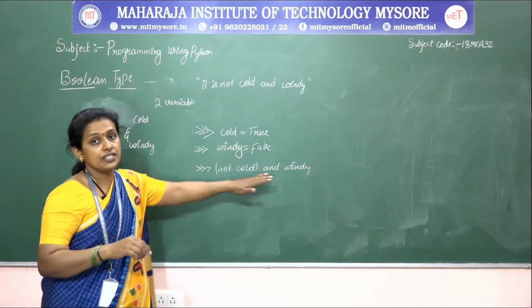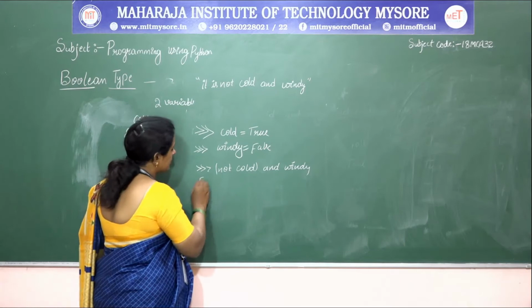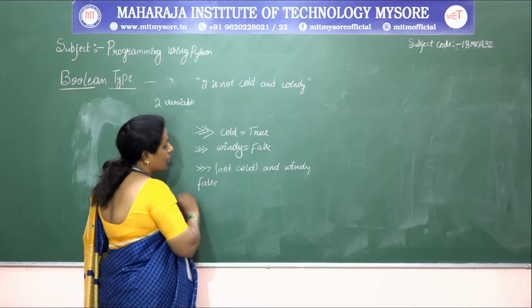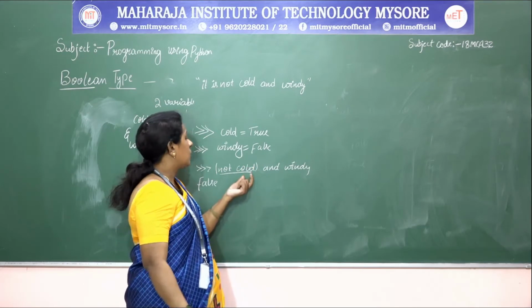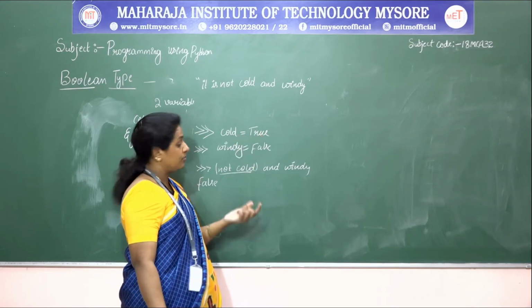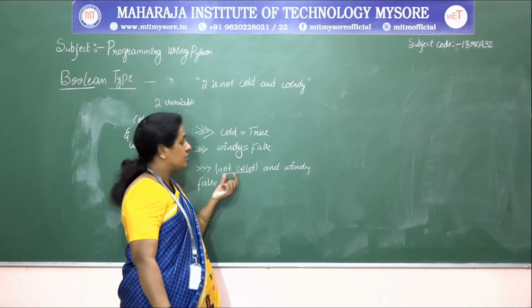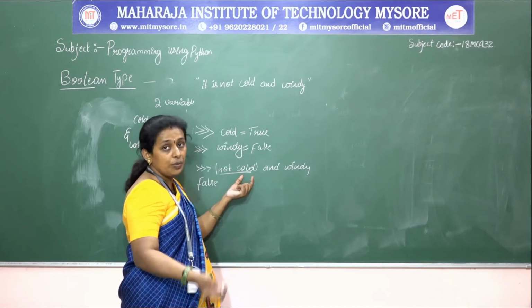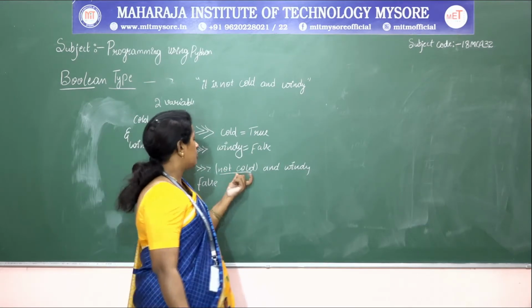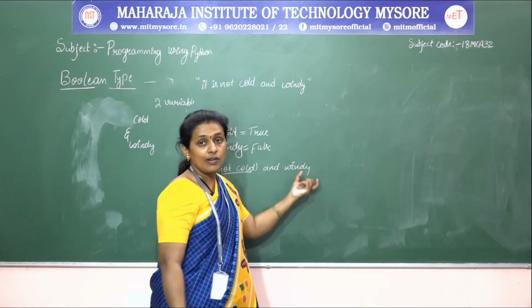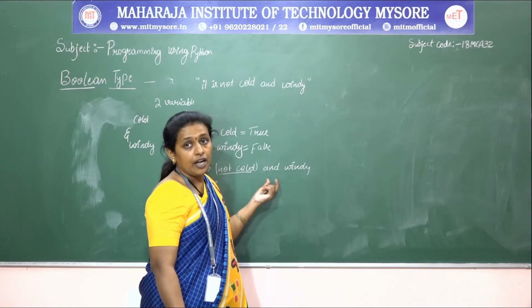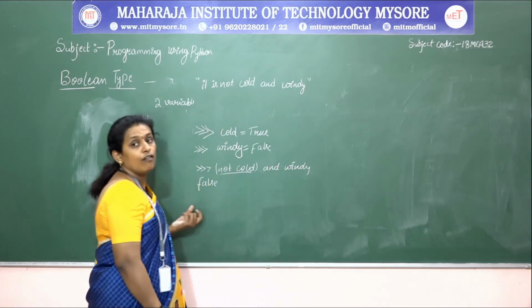So when these expressions get evaluated, I will get output as false. The first NOT cold will get evaluated. The cold value here is true, and NOT cold means it is not true, so it is false. So here we get false and false. When false and false are ANDed, we get the output as false.